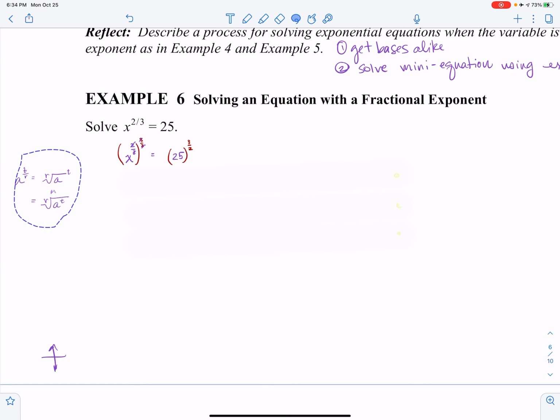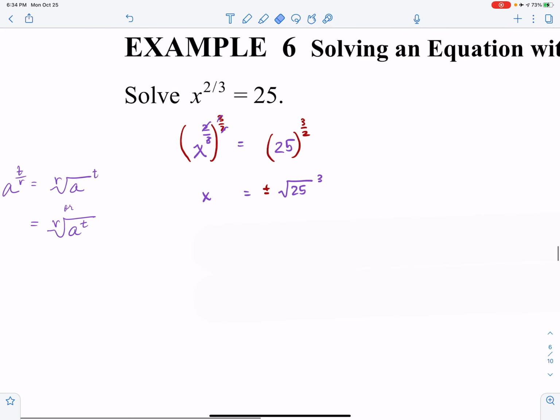And so I'm going to have an x equals plus or minus the square root. So that bottom number is going to be my root. So this is a square root, and I'm going to cube it. And maybe you say, Ms. Roberts, why in the world are you saying that this is plus or minus?